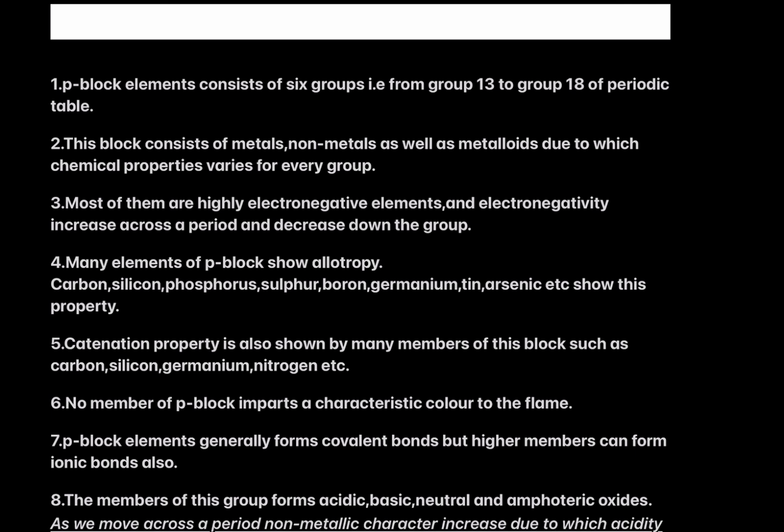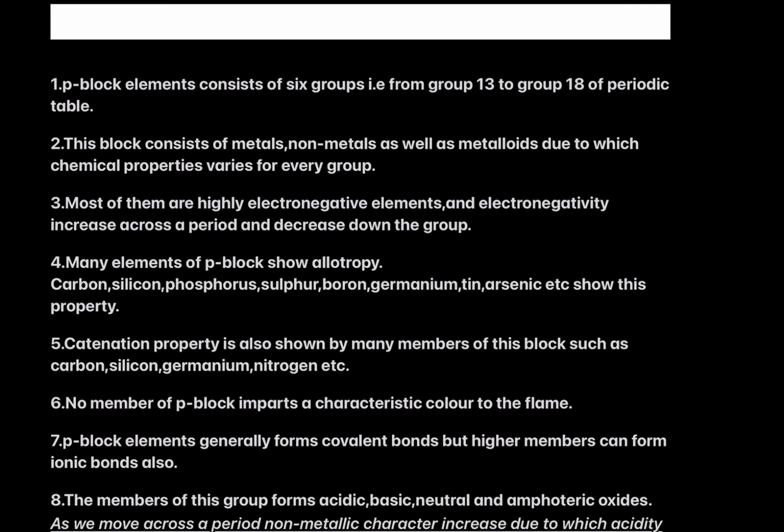Many elements of the p block show allotropy. Carbon, silicon, phosphorus, sulfur, boron, germanium, tin, arsenic, etc. show this property. As we all know, the allotropes of carbon are diamond, graphite, and Buckminster fullerene. For sulfur, we have monoclinic sulfur and rhombic sulfur. For phosphorus, we have red phosphorus, black phosphorus, alpha black phosphorus, beta black phosphorus, and so on.